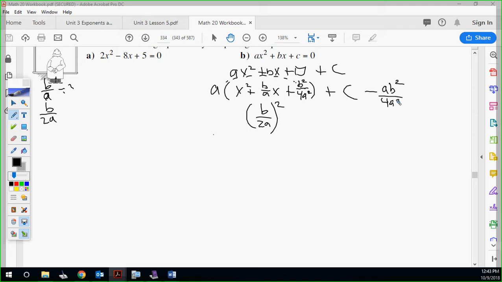Okay, we will simplify this because see, there's an a here and a here. So we will simplify that in the next step here. So it's going to be a times x plus b over 2a squared plus c minus, I'm going to simplify the a's like I said, b squared over 4a equals 0.